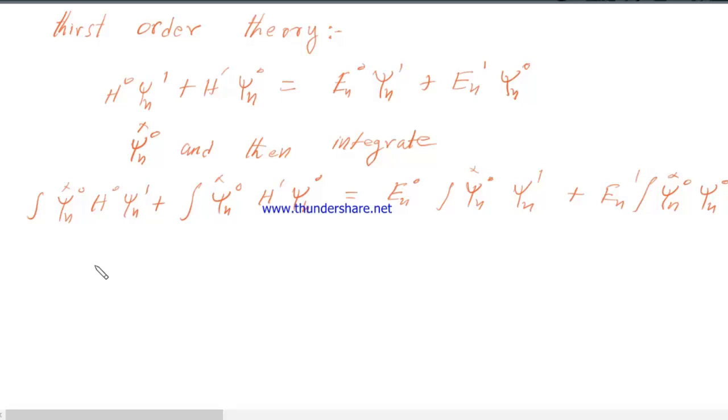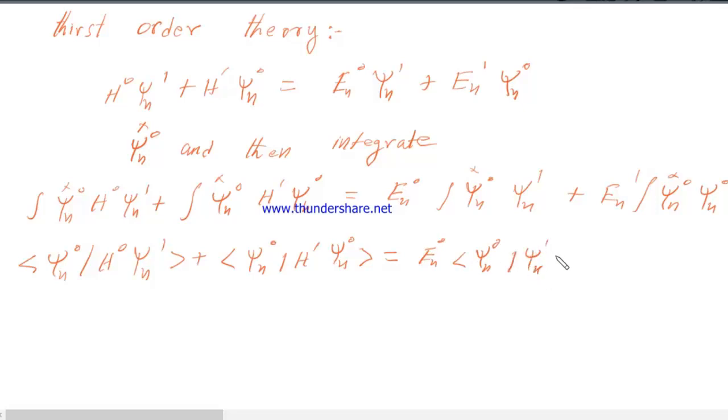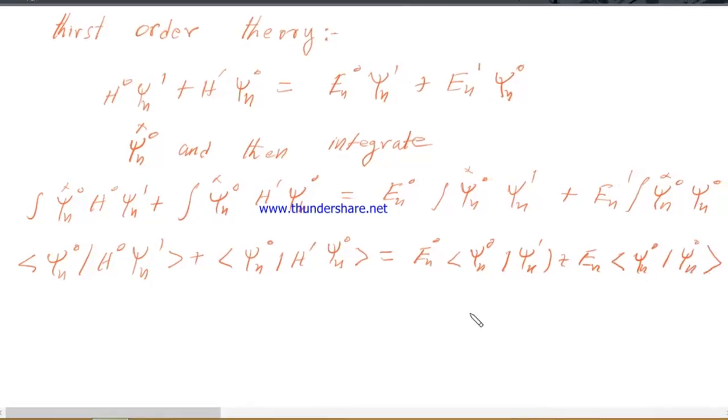Now these equations can also be written as: this is equal to H naught psi n naught and H naught psi n1 plus psi n naught H dash psi n0 is equal to E n naught psi n naught psi n1 plus E n1 psi n0 psi n0. Okay.